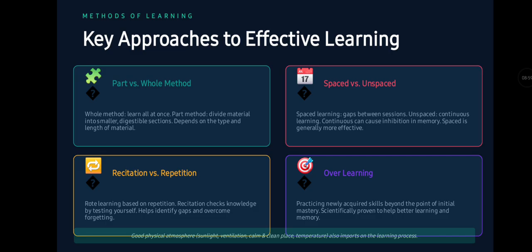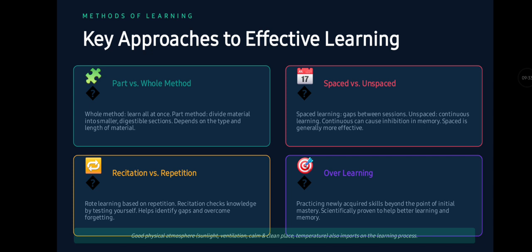We'll go through the methods of learning, key approaches to effective learning. Part versus whole method. Whole method, learn all at once. Part method divide material into smaller digestible sections, depends on the type and length of material. Second, spaced versus unspaced. Spaced learning, gaps between sessions. Unspaced, that is continuous learning. Continuous can cause inhibition in memory. Spaced is generally more effective.